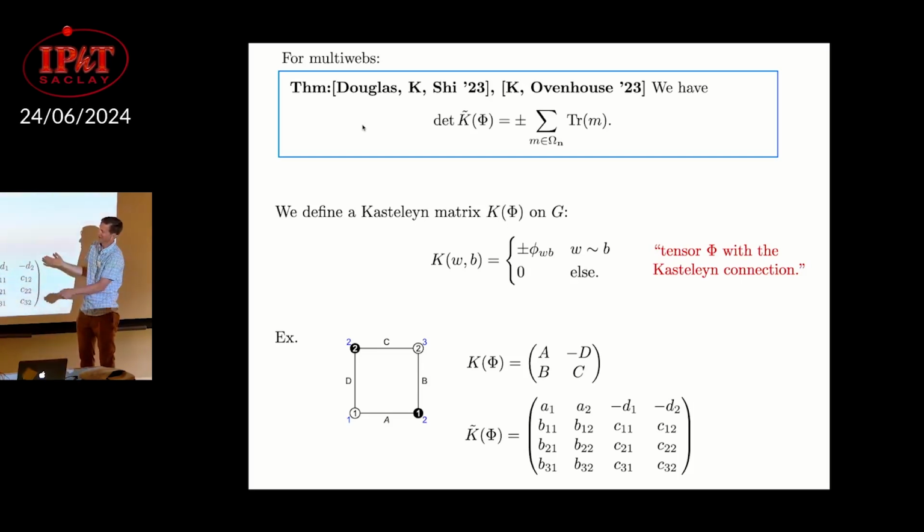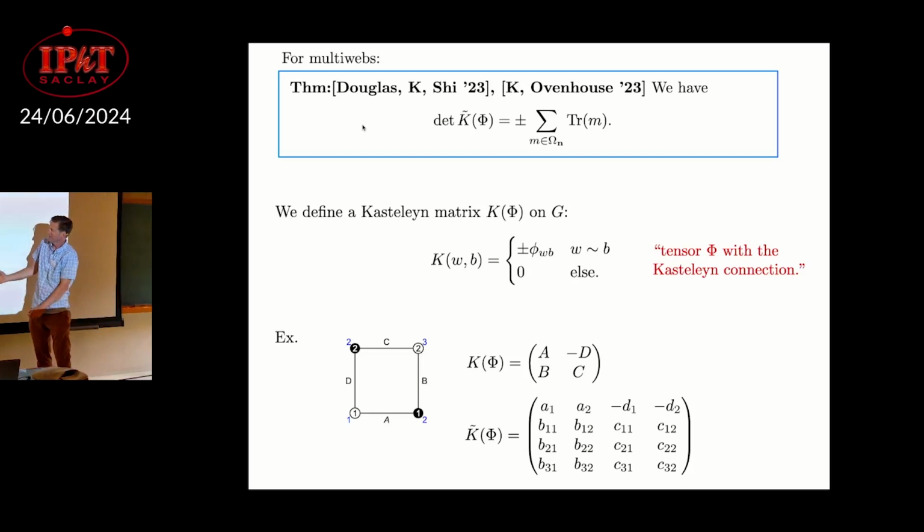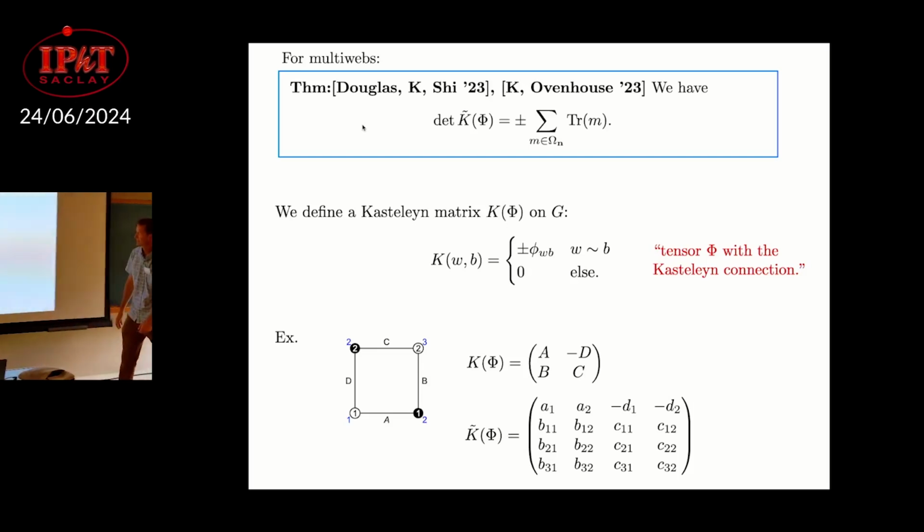The scalar matrix is square, as long as the sum of the black multiplicities equals the sum of the white multiplicities, and so it's something you can actually take the determinant of. And so that's this matrix K tilde, which goes on the left-hand side of the equation.